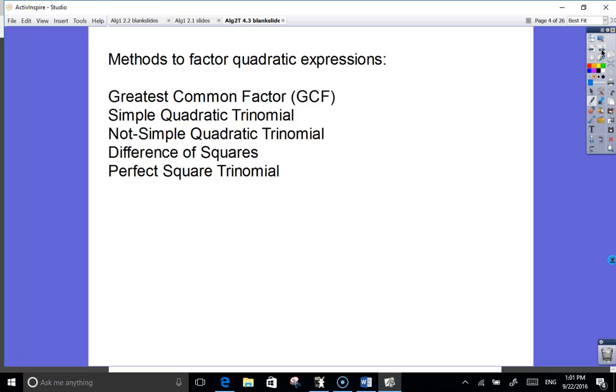Just to give you a heads up on greatest common factor, something like this: 2x squared minus 4x. Whenever you look at any kind of expression, the first thing you should be looking for is, are there any common factors in all the terms? Before you try to do anything more fancy, just see if there's anything in common between the two terms. In this case, what is in common between the two? 2x. So you have to factor out 2x.